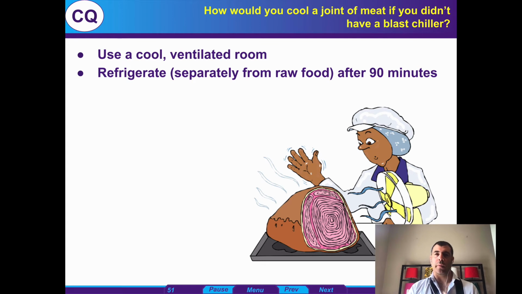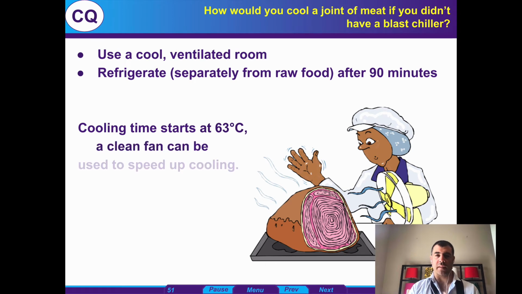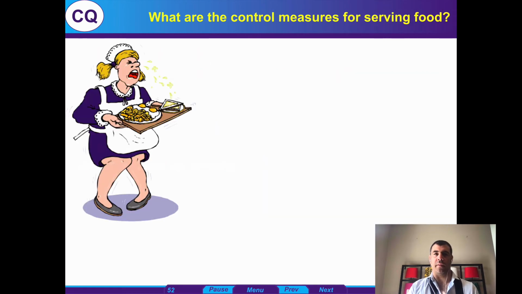How would you cool a joint of meat if you didn't have a blast chiller? Use a cool ventilated room and refrigerate separately from raw food after 90 minutes. Cooling time starts at 63 degrees. I really don't like this fan method, so don't do that. What you shouldn't do as well, and I've seen that a lot, is to use the air conditioning unit, as they are full of bacteria, so you don't want to do that either.